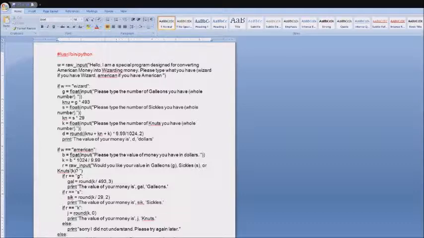And so we left off here. If the response, or R, that's what the R is for, is G for galleons, then the galleons, which is this new variable because I didn't want to use G again, is the round of K divided by 493 to the third decimal. Then print the value of your money is, and then that, galleons. If R is S, then the sickles is K divided by 29 rounded to 2 decimal places, and the value of your money is blank sickles.